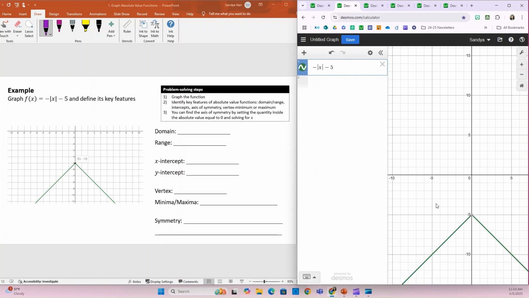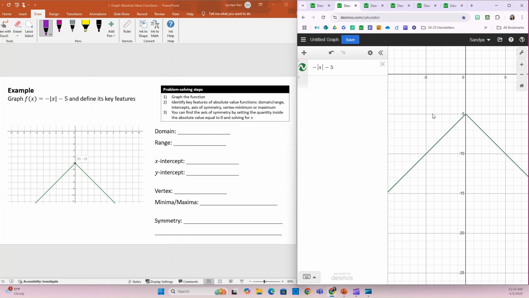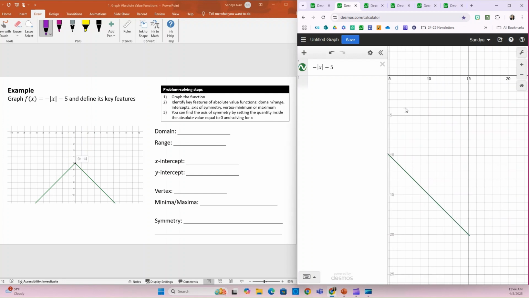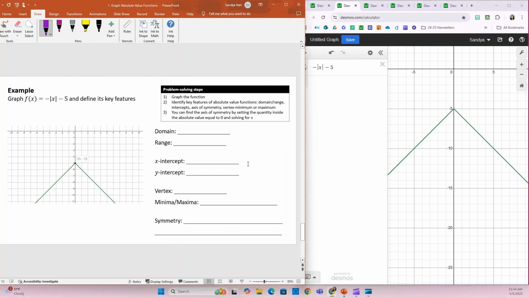You can see here this looks a little bit different than the absolute value functions we've been looking at, because it does open down. You can see once again the domain is going to be all real numbers when you scroll around this graph. So the domain will be all numbers from -infinity to +infinity. When we describe the range of a graph that opens down, it's going to be a little bit different than a graph that opens up.